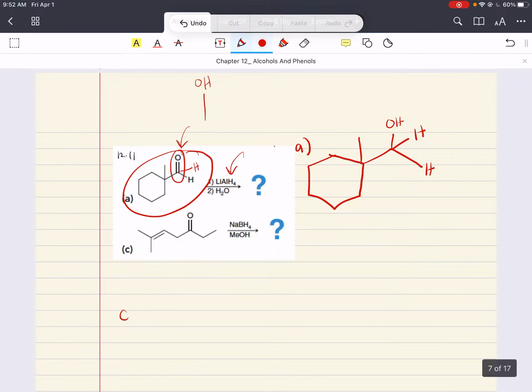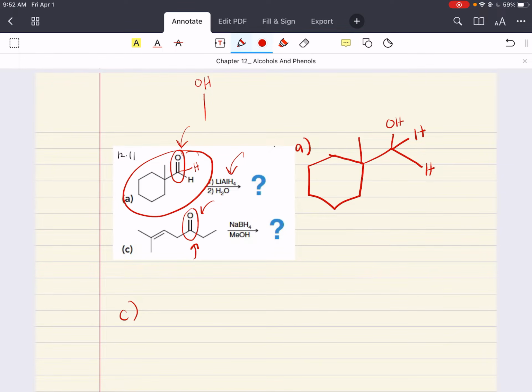Now for C here, we're treating with sodium borohydride, again a reducing reagent. What's going to happen here, and this is a ketone and it's unsymmetrical, is we're going to replace this with an alcohol group. Of course, there'll also be a hydrogen attached here.